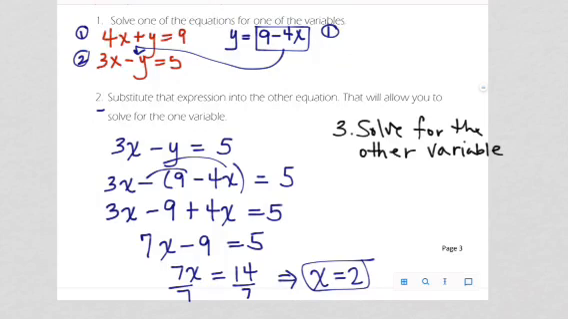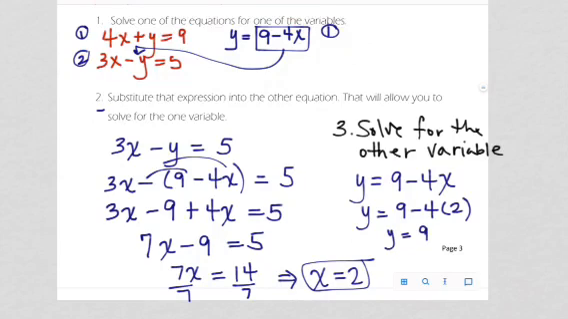Now, I will tell you that the easiest is this one. That's because I now know the value for x, it's 2. I can simply substitute that number 2 in for this x right here, giving me the value for y. So y equals 9 minus 4x. I know that x is 2. y will equal 9 minus 8, and we get that y is 1.